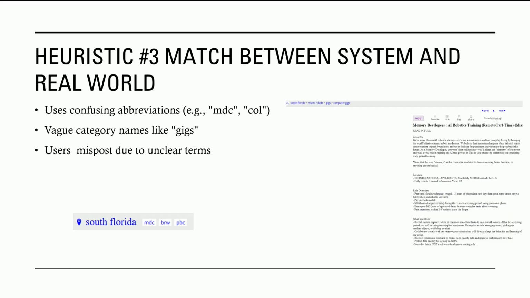The third heuristic is match between the system and the real world. We have discovered that the Craigslist website uses unclear terminology. For example, this is the region selection page for South Florida. These abbreviations here are used to represent smaller counties that a user can select, like Miami-Dade County for MDC. But these can be confusing to users who do not know what the abbreviations are supposed to mean. There's also vague terminology used, such as gigs and jobs on the categories page. These two have similar meanings, so users can get confused on which one they are supposed to post their listings to, as seen here.